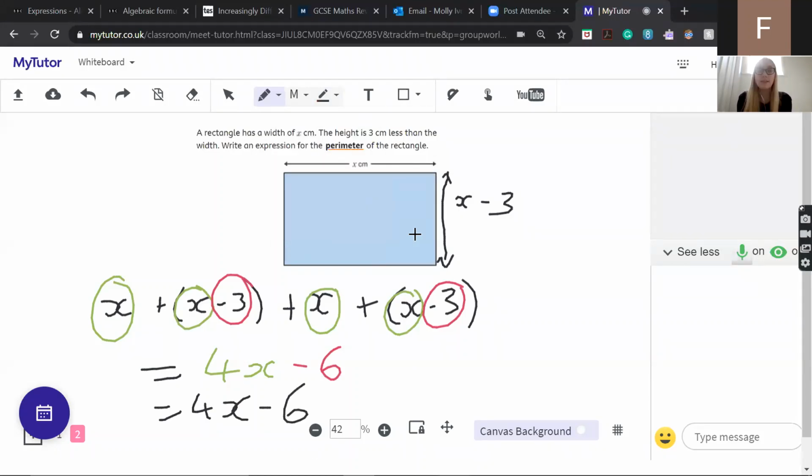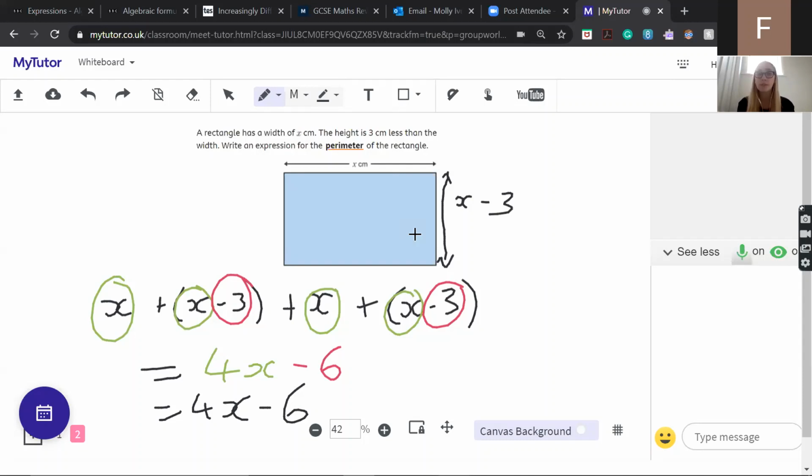And what this means is that if somebody comes along and says, oh, Molly, the width of this rectangle is 5 centimeters, x is equal to 5, as frequently happens in my life, then what we can do is plug x into our new expression and say, oh, okay, so the perimeter is going to be 4 times 5 minus 6. So our perimeter is 14.